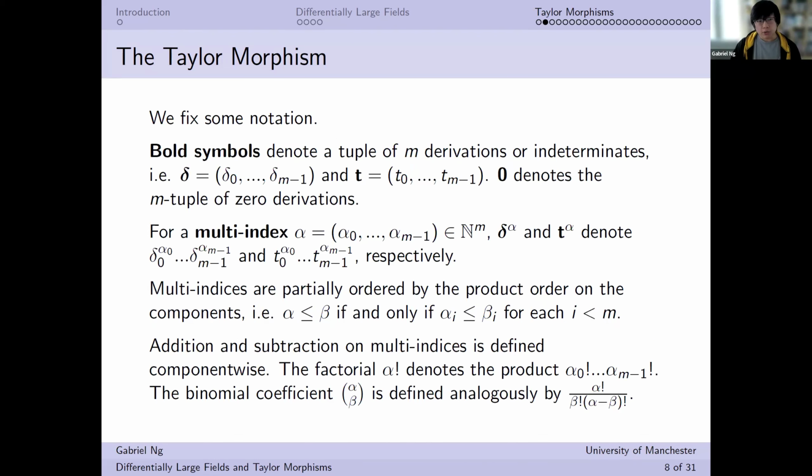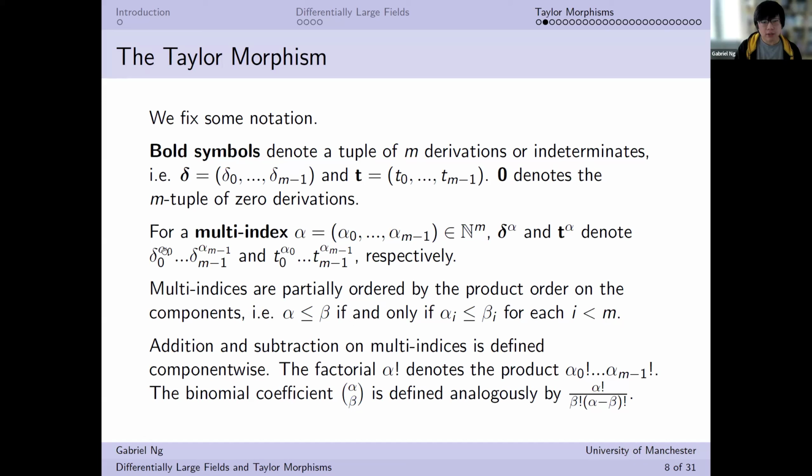So before we continue, we should fix some notation. So bold symbols denote a tuple of m derivations or indeterminates. For example, this bold delta is this m-tuple of deltas, necessarily commuting because we fix that all derivations commute. And this bold t is just a tuple of m indeterminates, t 0 up to t m minus 1. If I write bold 0, this is the m-tuple of trivial derivations. So I'll sometimes say things like a constant ring, and by this I just mean a ring equipped with the tuple of 0 derivations.